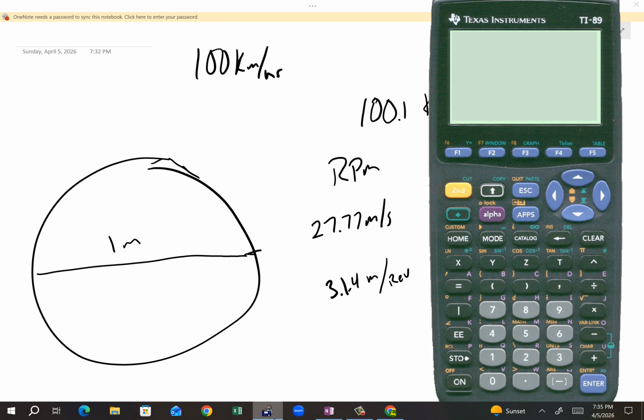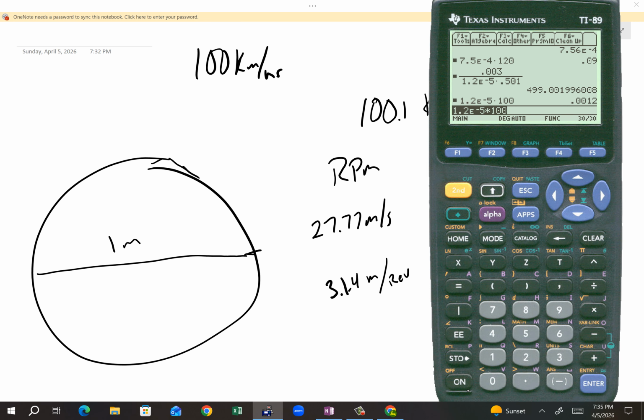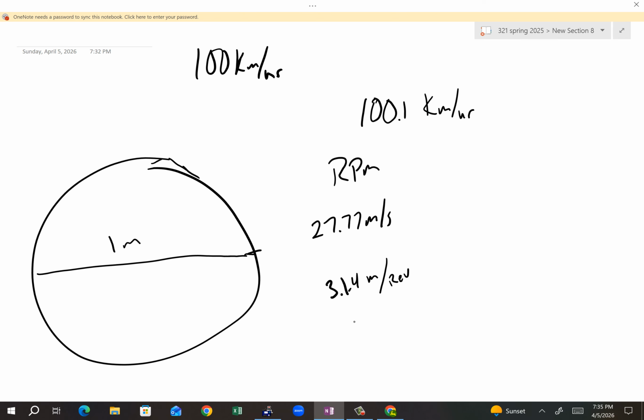And so if I do that, 27.777 divided by pi, I get about 8.8 revolutions. It takes about 8.8 revolutions to go 27.7 meters in a second. Do I believe that? I do. So that's 8.8 revolutions. That's what it's going to take.